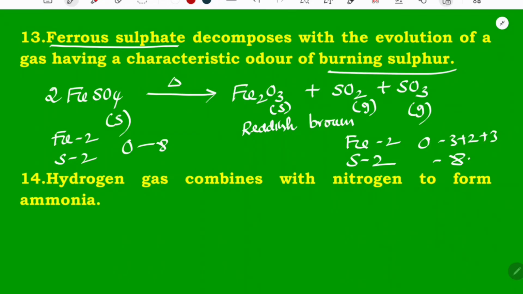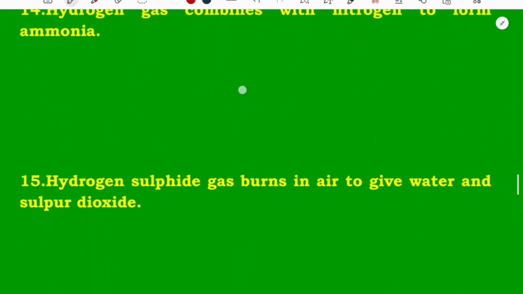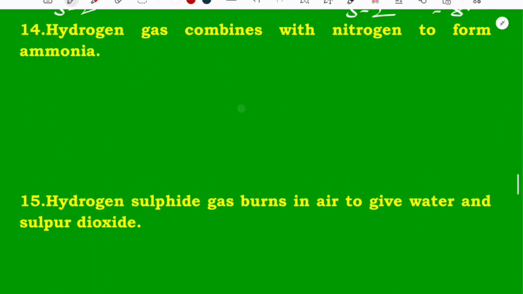So what type of reaction is this one? In the beginning I said this is a decomposition reaction. So which decomposition? Thermal decomposition reaction, since there is heat, no? Thermal decomposition reaction. So okay. Next question.